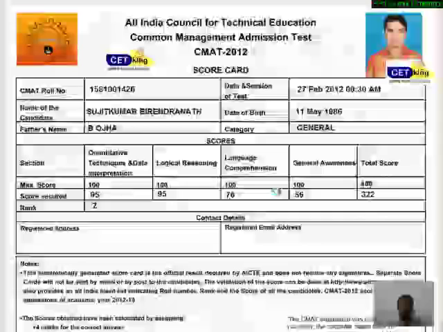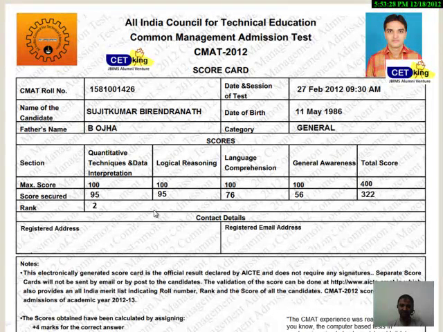Similarly, I want to show you the rank 2 student. Yeah, he is our student as well. Quant 95, logic 95. Excellent scores in these two areas. Verbal average, GK average. Now, what I'm trying to say is you have to be excellent in two areas, average in two areas to get your cutoff clear. Cutoff wise, these are the seats in JBIMS.